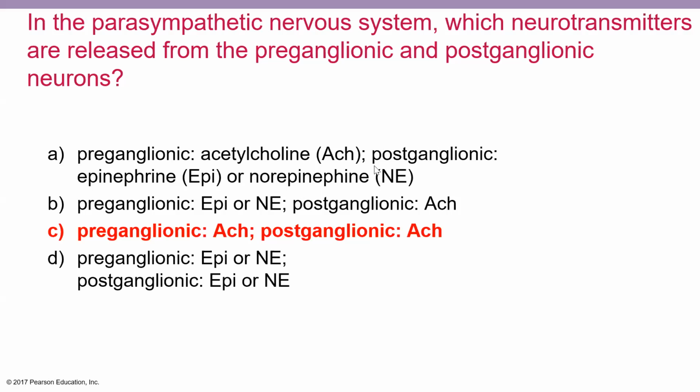So if I were to rephrase this question and ask, in the sympathetic nervous system, which neurotransmitter was released, then the option would be A. But because I'm speaking here about the parasympathetic nervous system, the option is going to be C. Okay, the correct option.